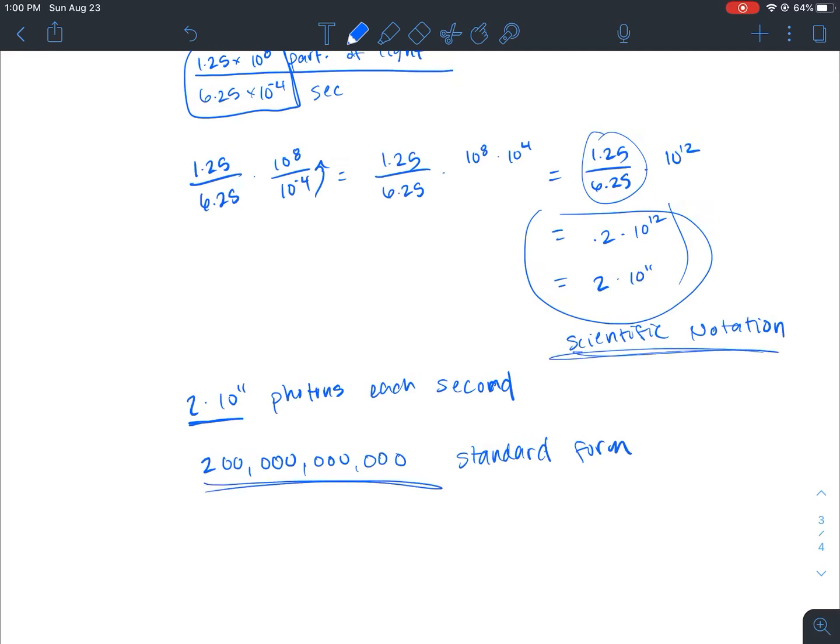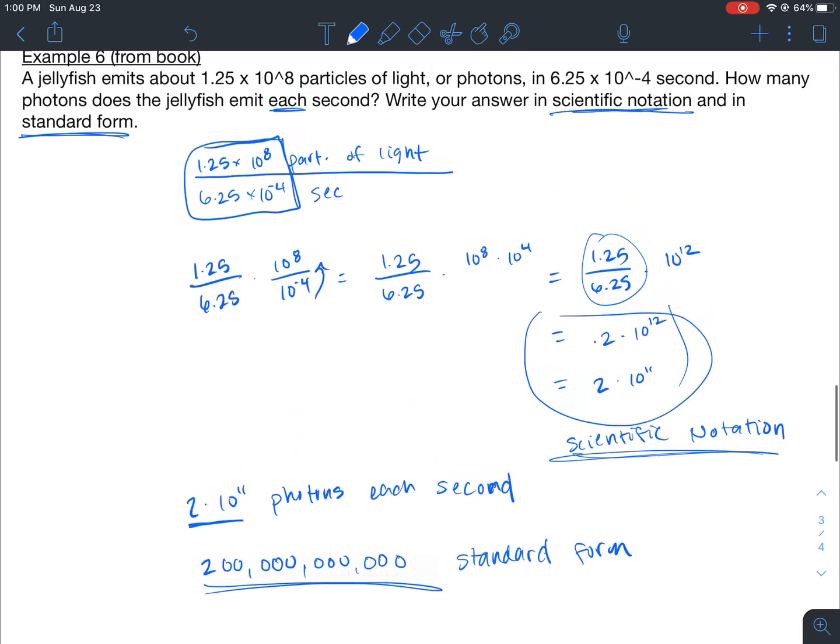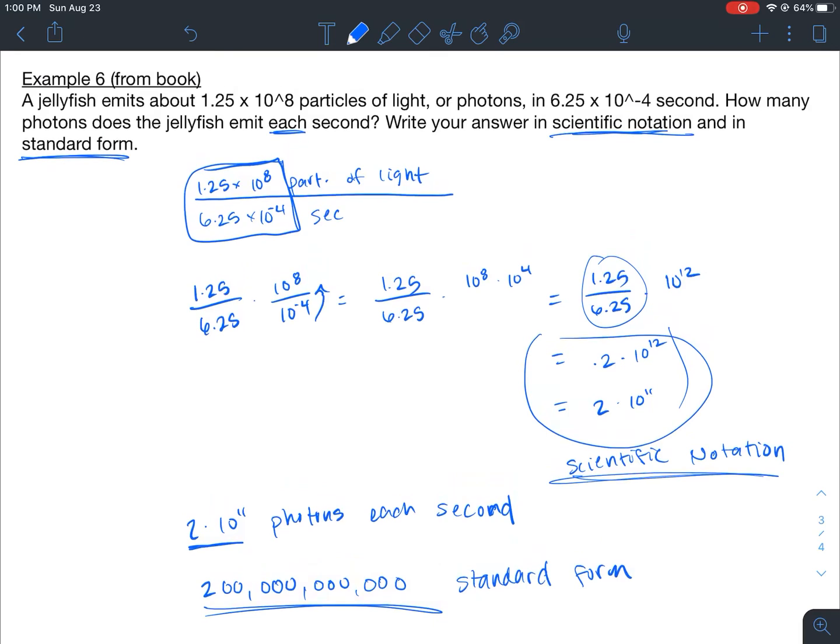Alright. So there's going to be something like that in your book as well. It might be a little bit different, but the overall gist is that it's going to give you two numbers like this. And basically you're going to have to use your properties of exponents to figure out your answer, just like what we've been doing.